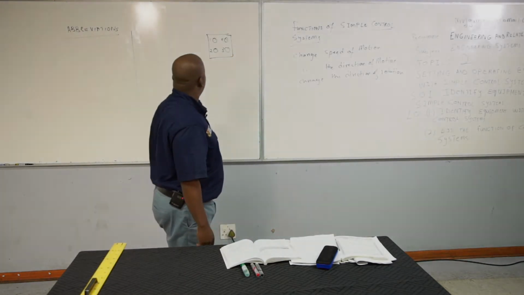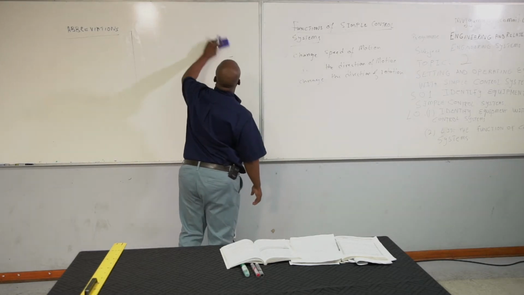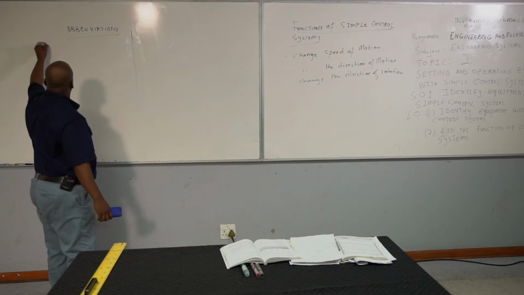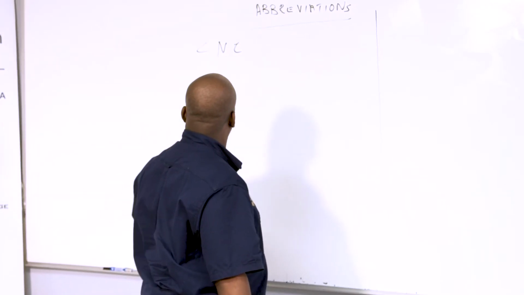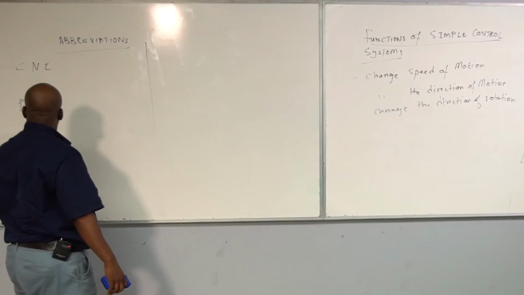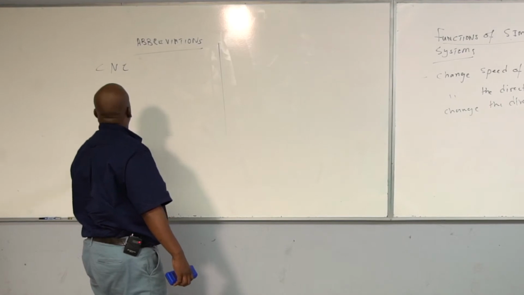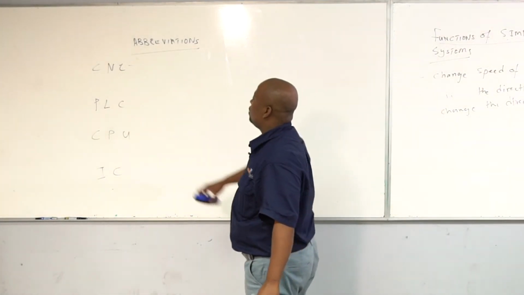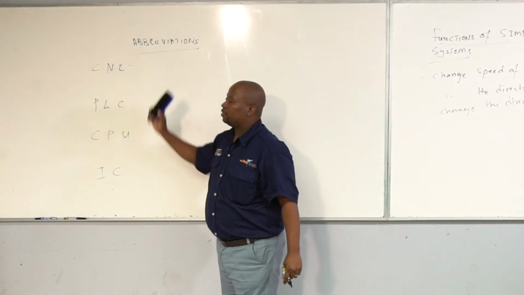I just want us to discuss different abbreviations that are also used in this control. I think most of us know these abbreviations: CNC, PLC, CPU, and maybe I can also put the IC. Now, what does this abbreviation mean, CNC? It is computer numerical control.